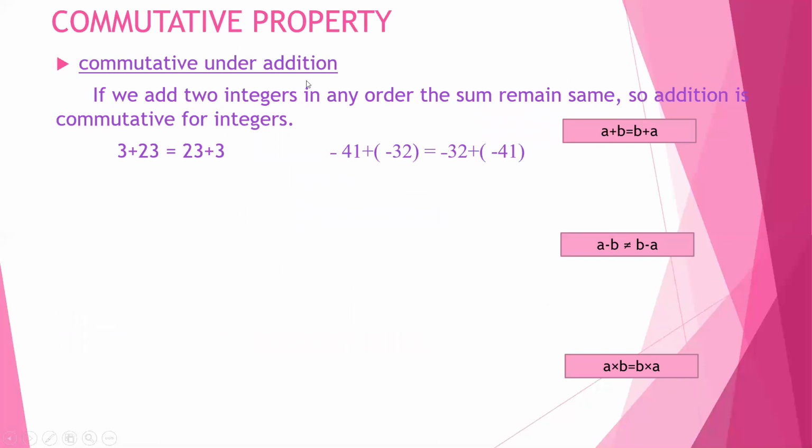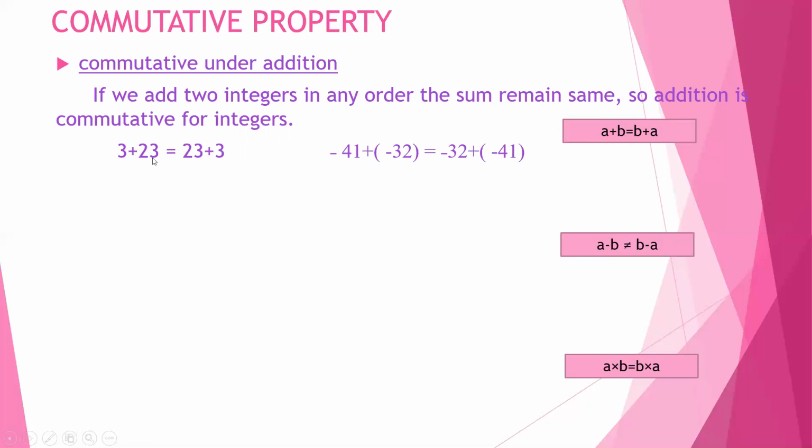Commutative property under addition: if we add two integers in any order, the sum remains the same. So addition is commutative for integers. Or we can say that when a plus b is added the other way, when we change its order, b plus a, there will be no change in the sum.